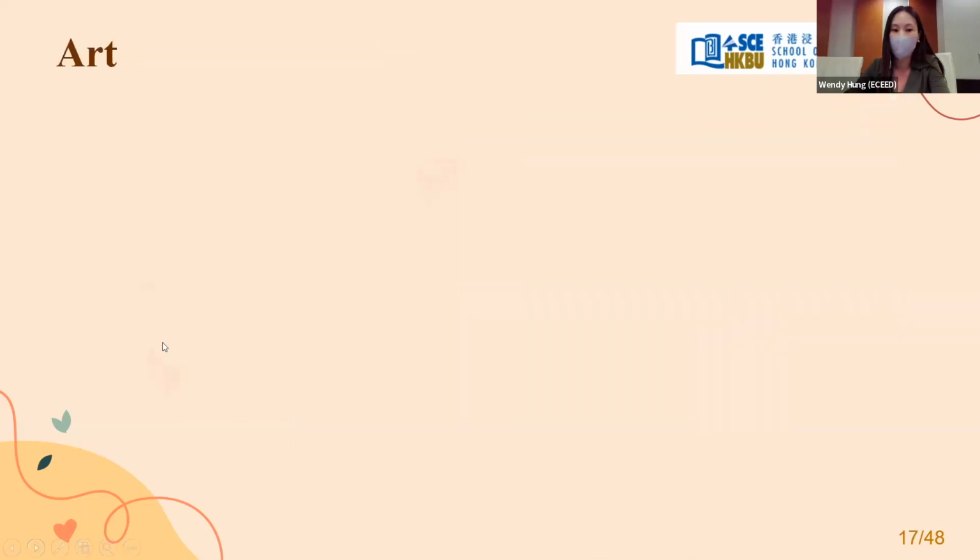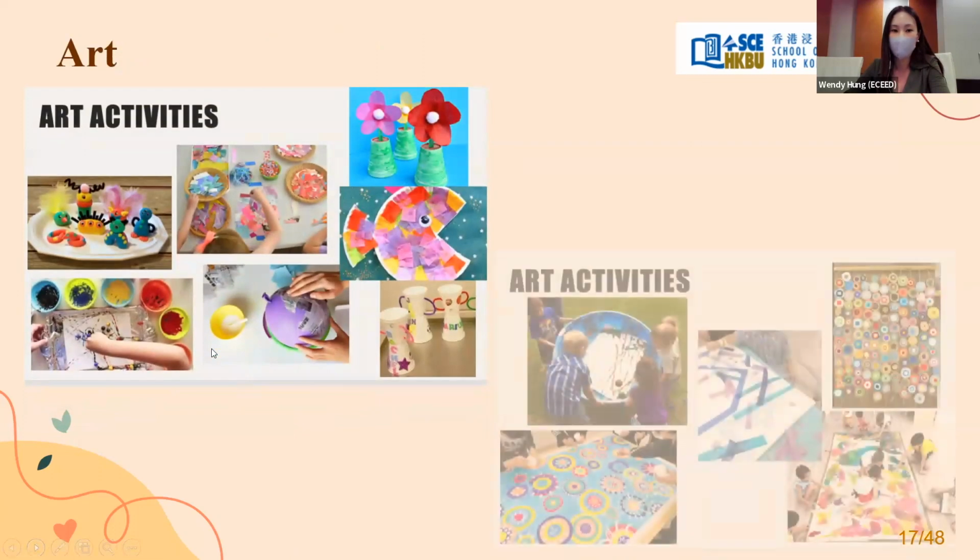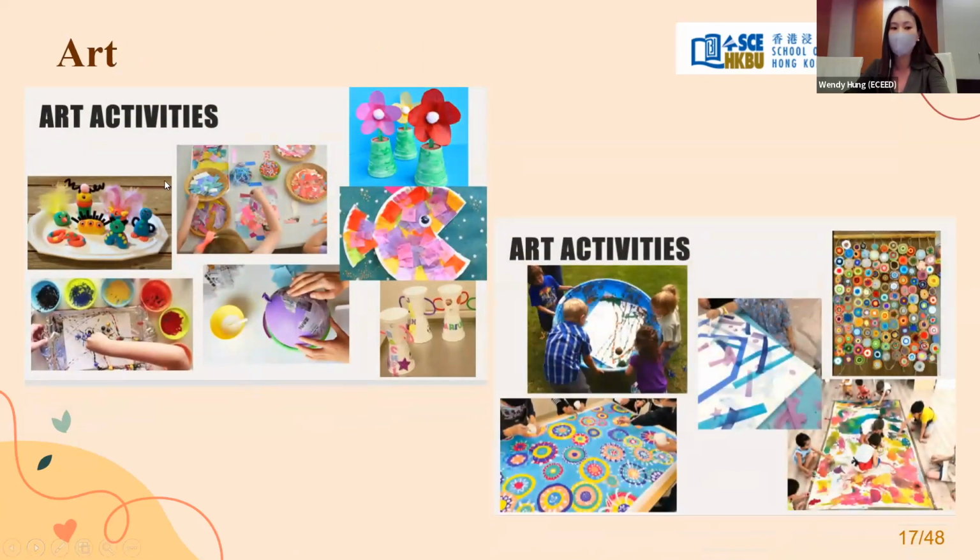And for art, there are 2 photos. The one down on the left here is more for the individual art activity, and the right-hand side is more the collaborative art activities. For our students now, because they have been working in the kindergarten already, for the individual art activities they probably have those basic skills.